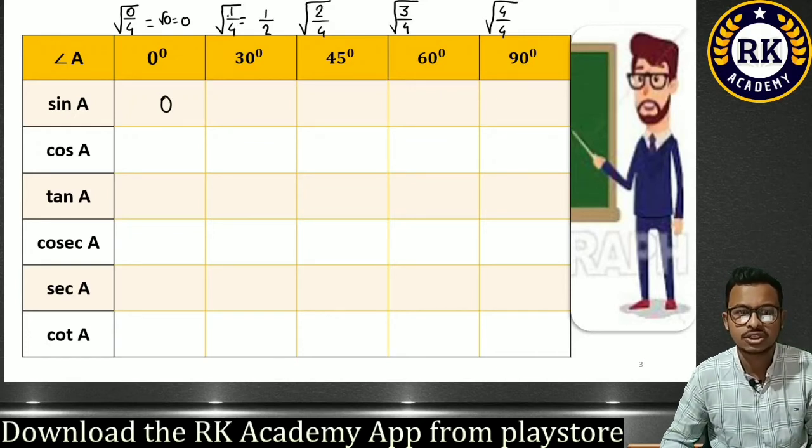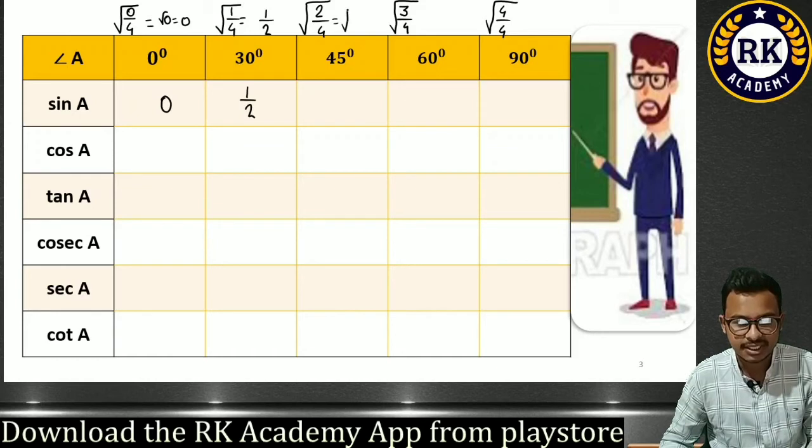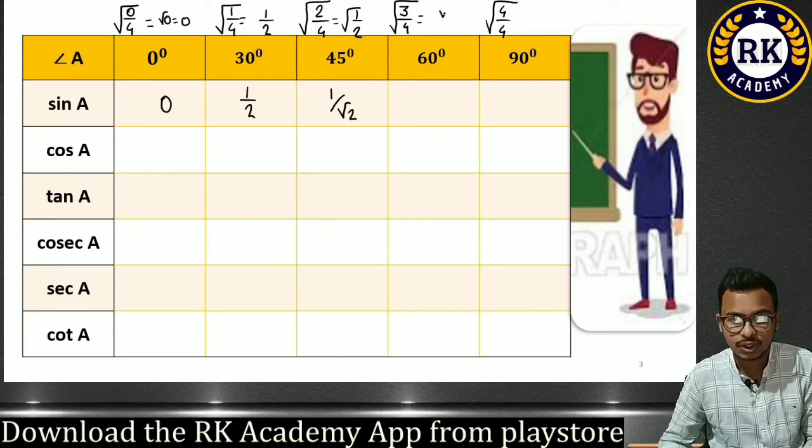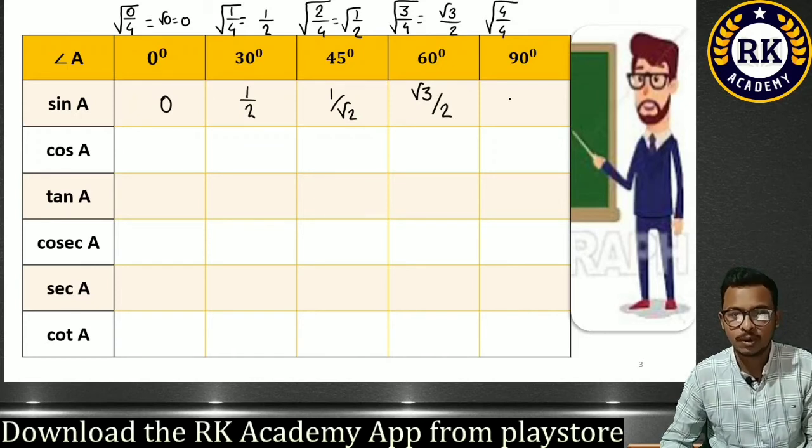Yes or no? Because the square root of 1 is 1, and of 4 is 2, so 1 by 2. Next, this can be written as under root 1 by 2, so it will be 1 upon root 2. See, under root 1 upon 2 means the square root of 1 is 1 and the square root of 2 is root 2. Then 3 by 4 will be root 3, and the square root of 4 is found perfectly as 2, so root 3 upon 2. Root 4 upon 4 is simple, it will be root 1, which will be 1.